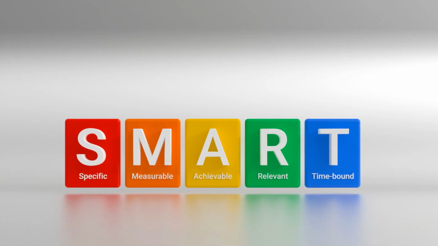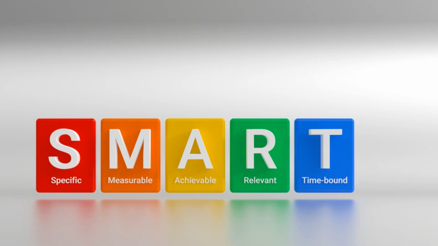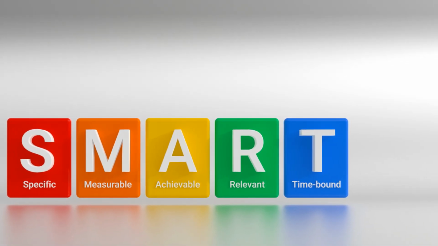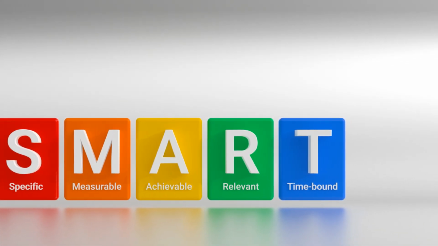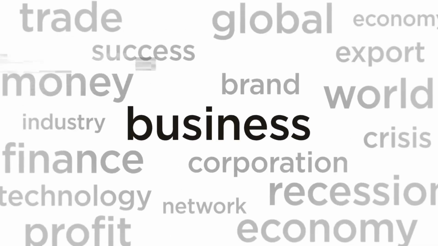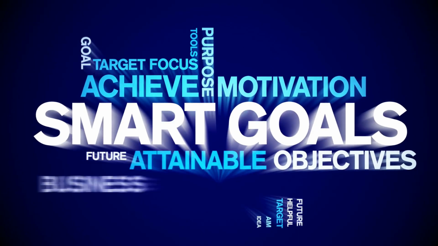SMART objectives are a framework for creating clear learning goals in designing and building training courses. The acronym stands for Specific, Measurable, Achievable, Relevant, and Time-bound. The SMART framework originated in management literature in the 1980s and has been adapted for educational and training contexts. Let's dig deeper into what each of the SMART components mean.